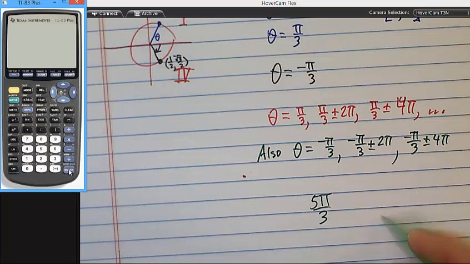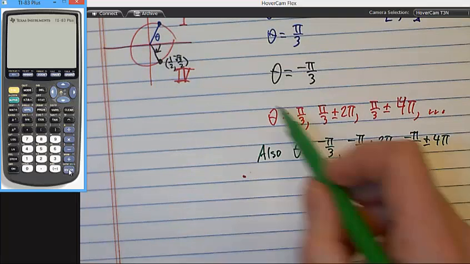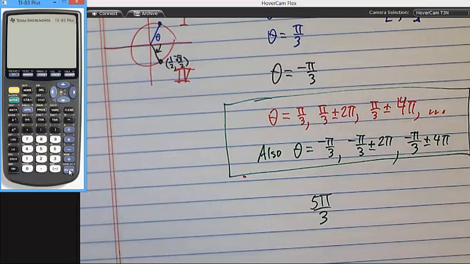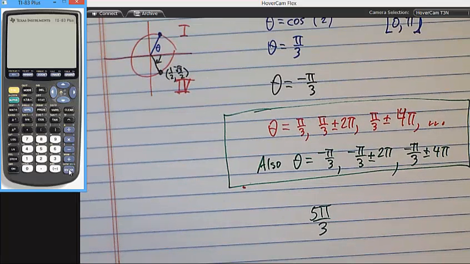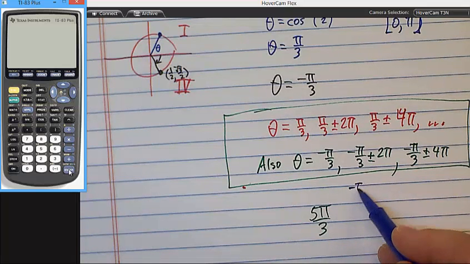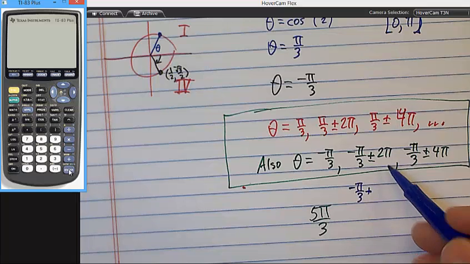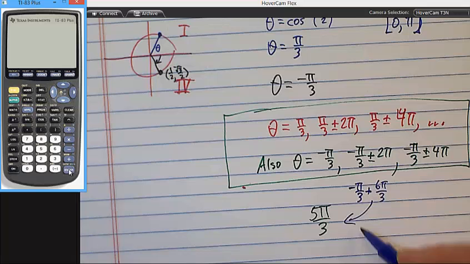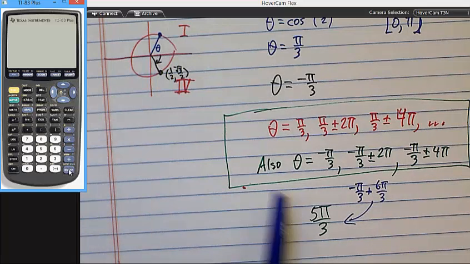Is 5 pi over 3 in this list right here that I have in the rectangle? Where? I guess if I took the negative pi over 3 and added, how am I going to rewrite 2 pi? 6 pi over 3, that gives me the 5 pi over 3 that you guys mentioned. Okay? So it really is there in this list. This is really what I'm doing. You guys with me so far?